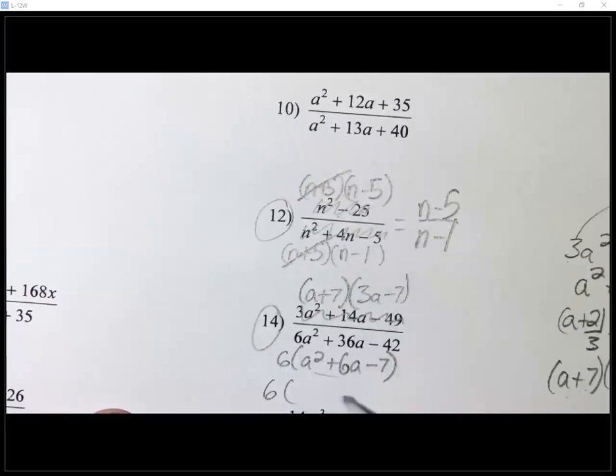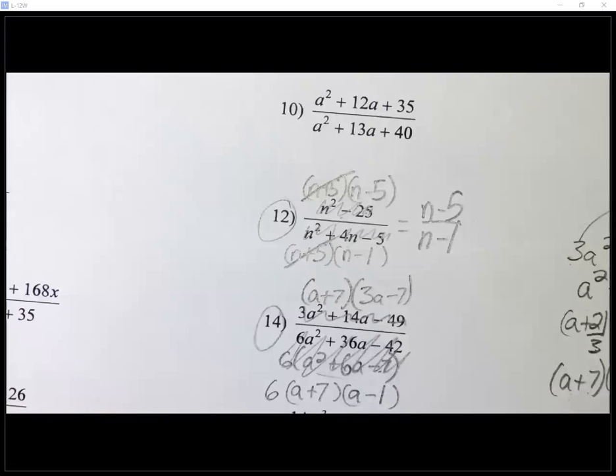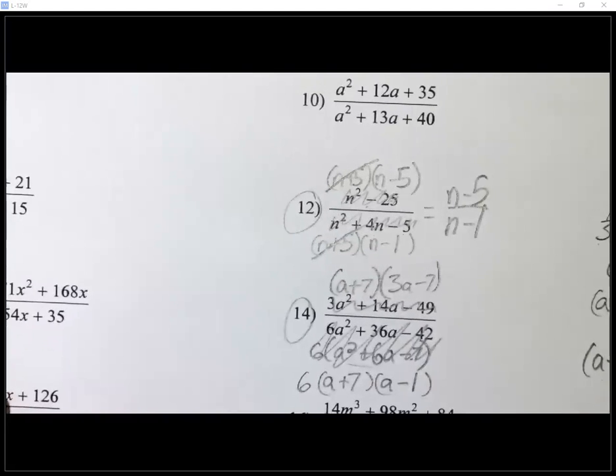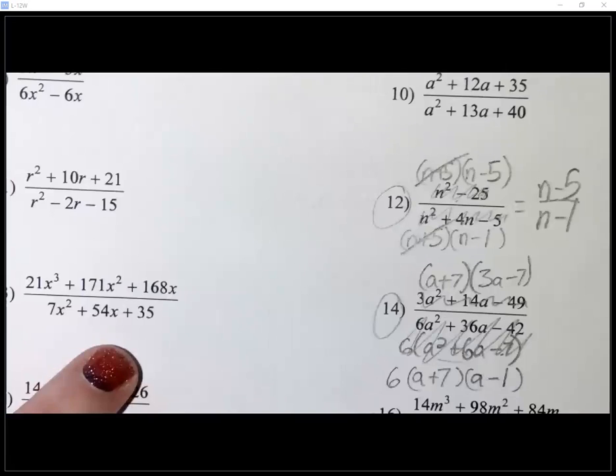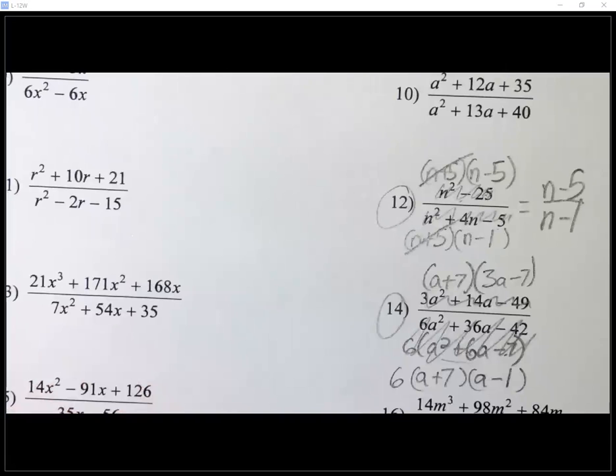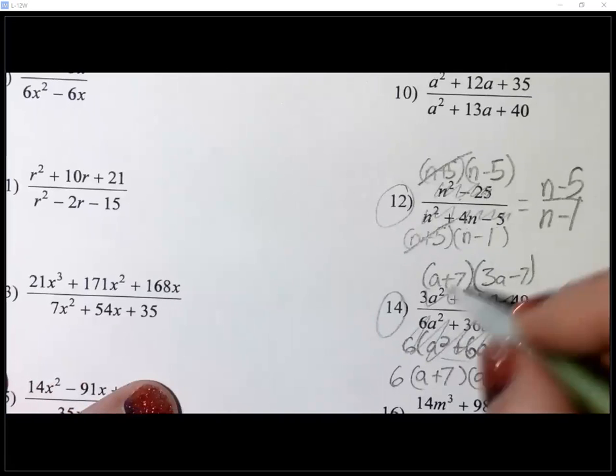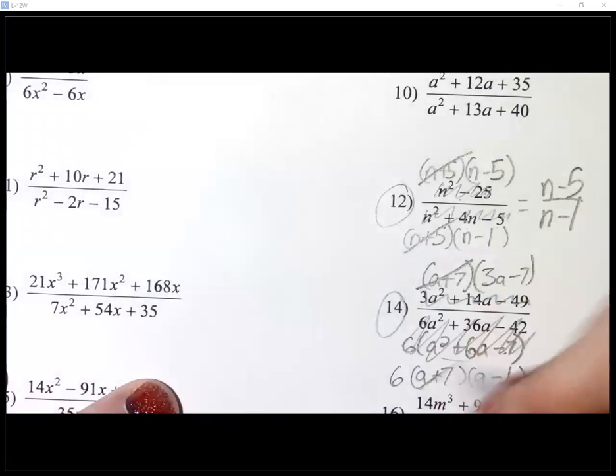So factors of -7 that add to a +6. Wouldn't that be a +7 and a -1? And there it is. And now step 1 is finished. I have completely factored the numerator and the denominator. Now I can come in and see if anything cancels. And lo and behold, I do have something that cancels: the a plus 7s. Does anything else cancel?